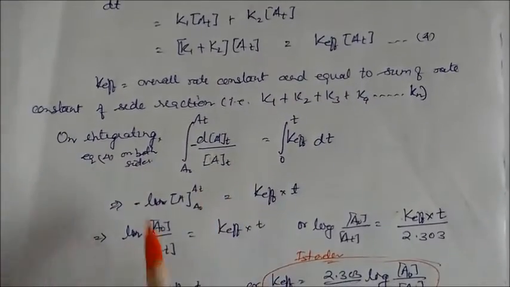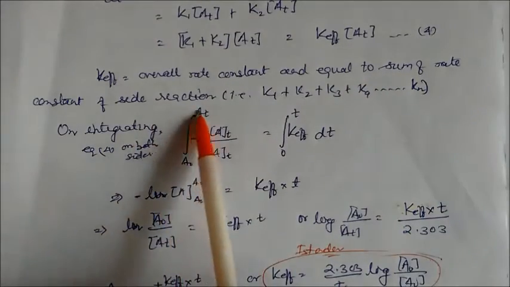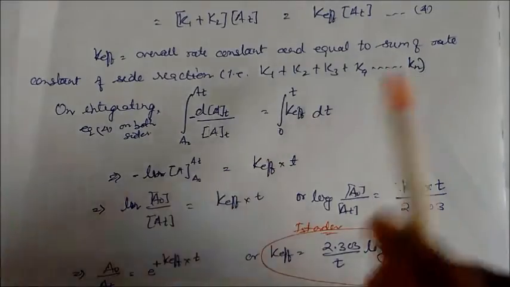So this is your effective rate constant. The effective rate constant is the overall rate constant and equal to the sum of the rate constants of the side reactions, that is K1, K2 plus K3, K4, up to Kn. You can take up to Kn also.